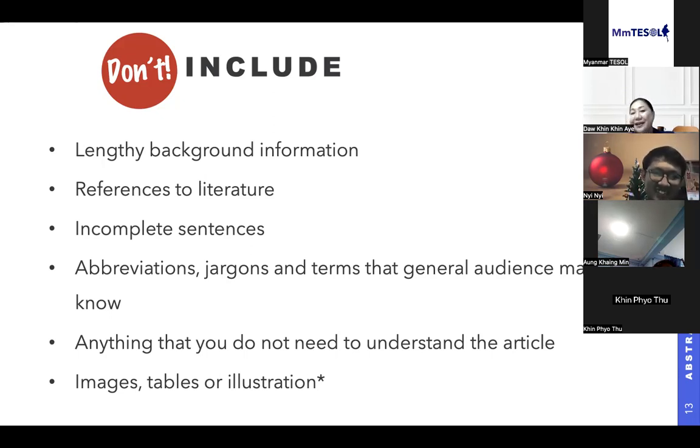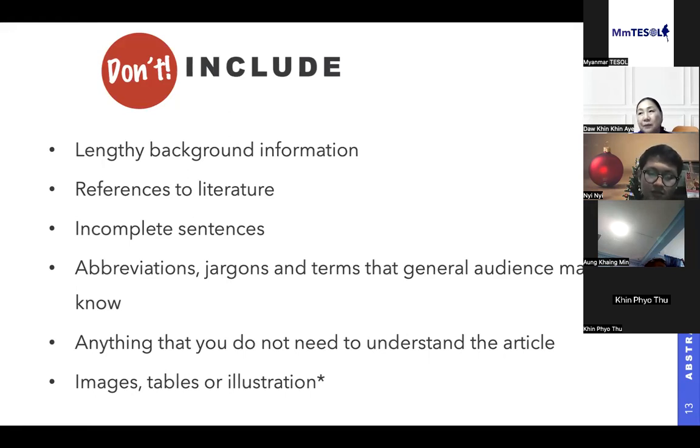So don't include lengthy background information or references to literature within the abstract. Don't write incomplete sentences. It must be grammatical and complete sentences. Don't include abbreviations, jargon, and terms that a general audience may not know.